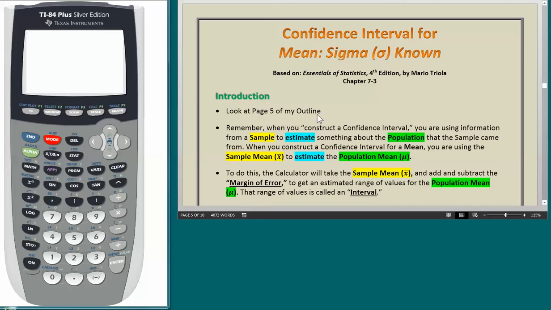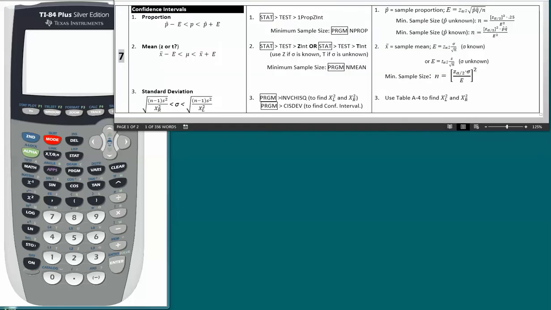The first thing is to look at page 5 of my outline. Here you see a piece of page 5 of my outline. This piece is the chapter 7 part. Page 5 also covers chapter 6 and chapter 8. This is a complete overview of what goes on in chapter 7. It's divided into proportions, means, and standard deviations, confidence intervals for each of those things. Over here you find out how to solve problems on the calculator for each of those things. And over here you find the relevant formulas for everything you have to do in chapter 7.